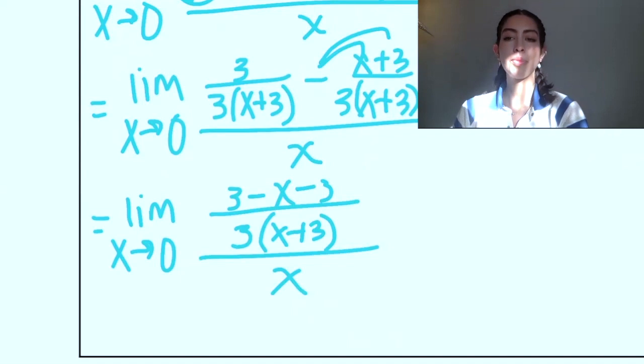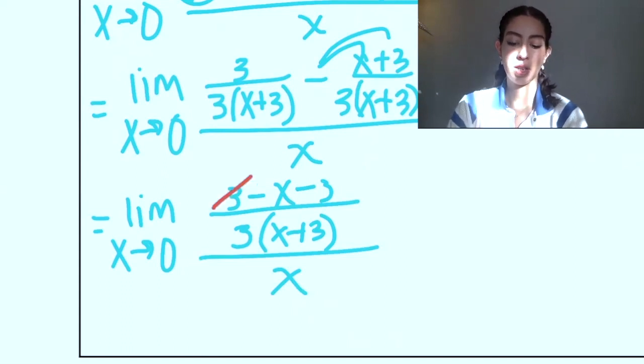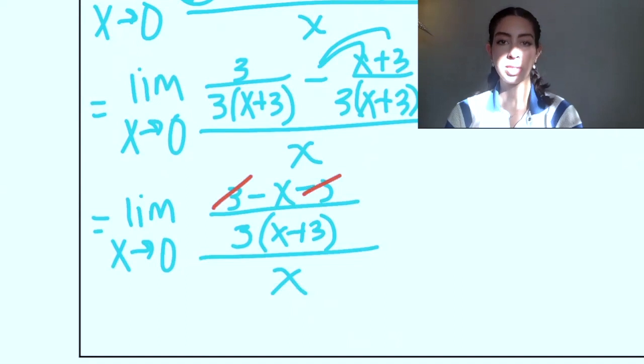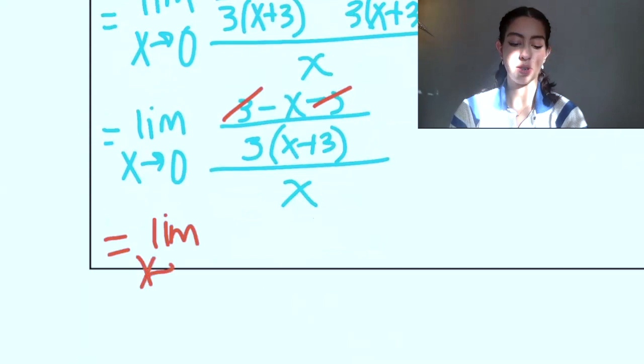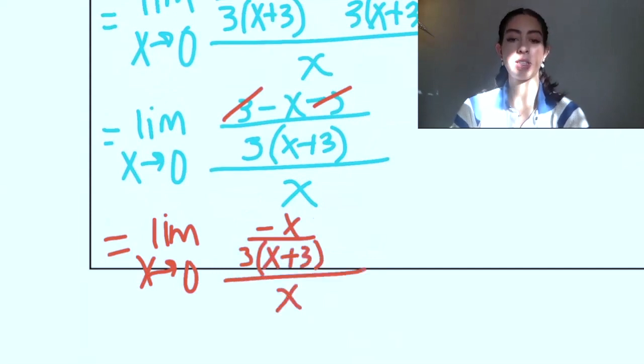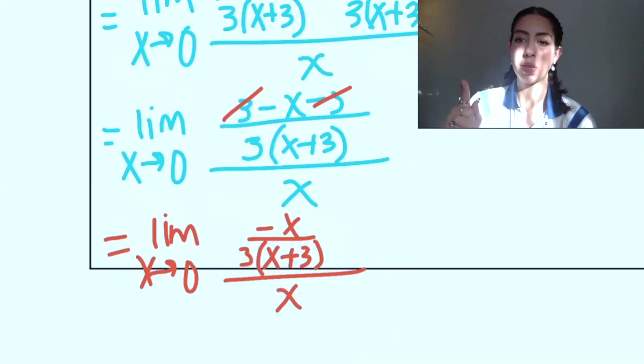So at this point, I'm going to do a little bit of simplifying, because I see actually 3 minus 3, that cancels out to give us 0. So let me rewrite this here. The limit as x goes to 0 of negative x divided by 3 times x plus 3, all divided by x. And so what we want to do is, we have a fraction in the numerator. We need to multiply by the reciprocal of the denominator in order to get these to just become one fraction.